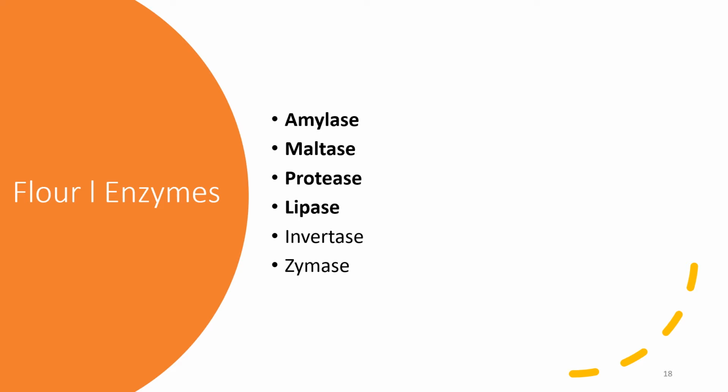So the most important include amylase and maltase, which help break down the starch in the flour, as well as protease, which helps break down protein, including gluten, lipase that helps break down lipids in the flour, and then we also have the invertase and zymase, which are usually specific to the yeast, and I'll be discussing them later.